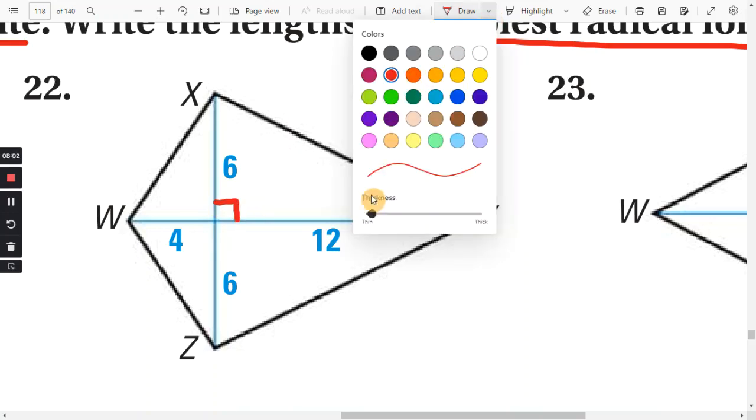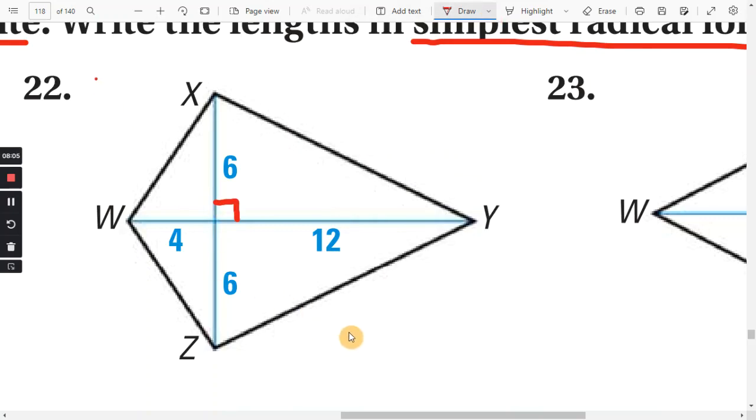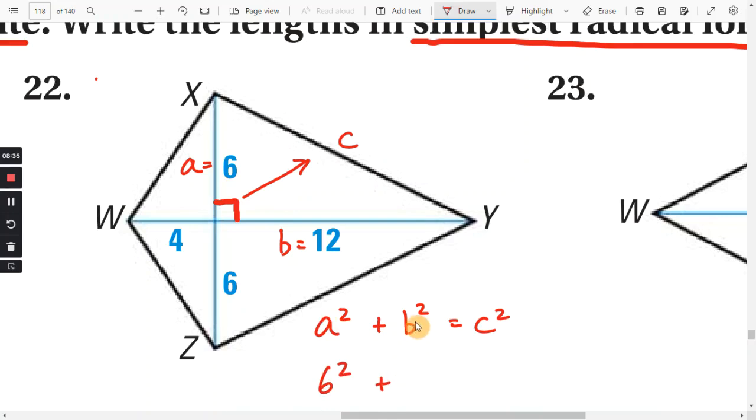All right, and we can use the Pythagorean theorem like they said. A squared plus B squared equals C squared. Okay, the hypotenuse is always C, so just go across from your right angle. And that's going to be C. The other 2 sides are A and B. So I'm going to let A equal 6 and B equal 12. So A squared is going to be 6 squared. B squared is going to be 12 squared. And C squared, we don't know.